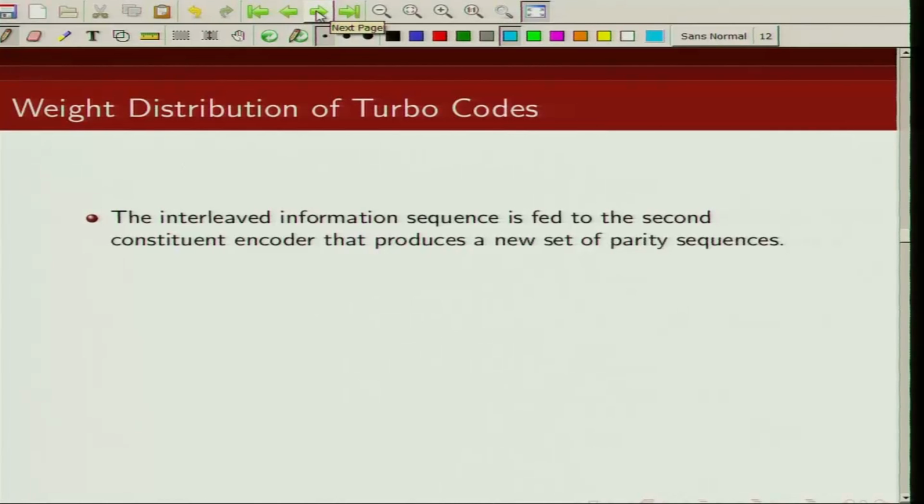parallel concatenated code. Now this interleaved information sequence is fed to the second constituent encoder, which produces a new set of parity sequences. As you know, the parallel concatenated code that we drew is an example of a rate 1/3 code. This was our parallel concatenated code.